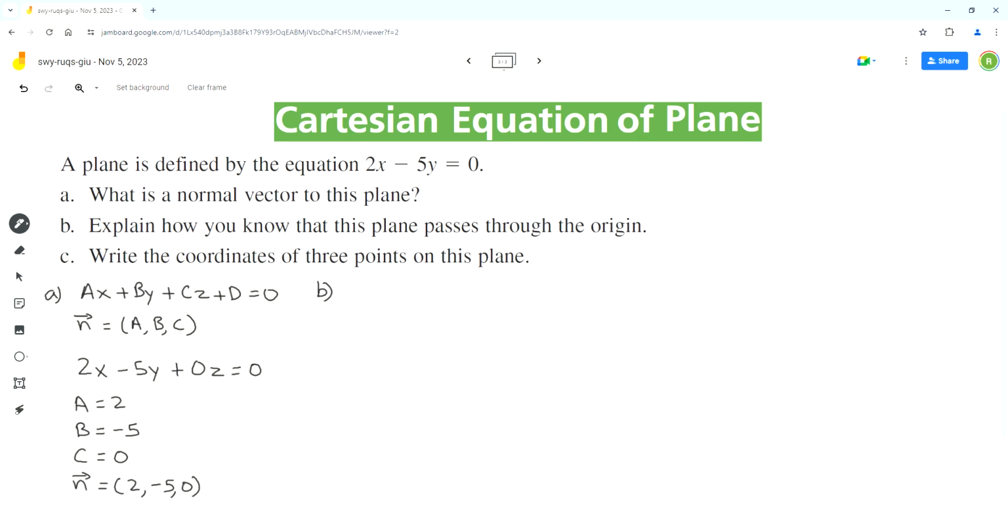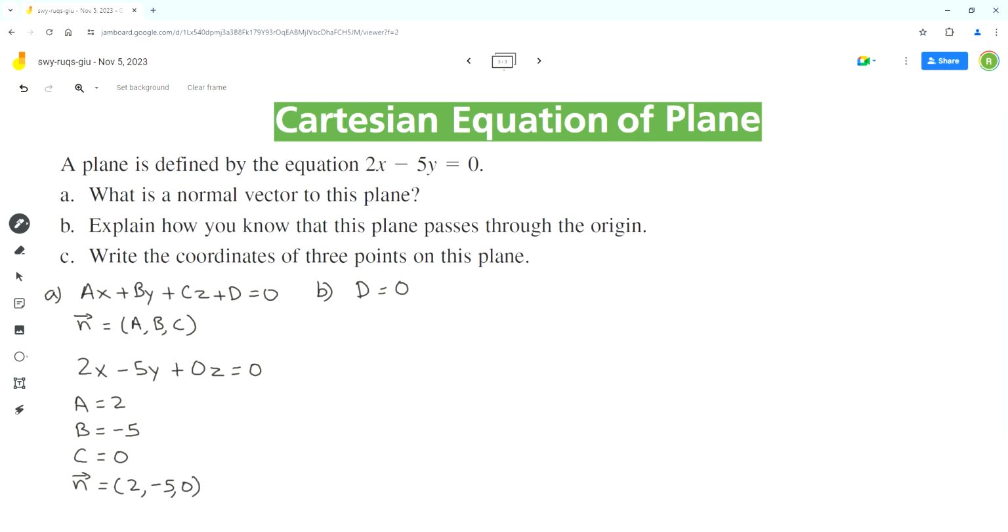Now we can answer part B. Explain how you know that this plane passes through the origin. There are two ways to prove that the plane passes through the origin. The first method is to analyze the d value in the equation. In the general equation, d represents the number term in the equation. In the given equation, there is no number term. That means the d value in our equation is 0. So that means the plane passes through the origin. So this is the first way to check that.